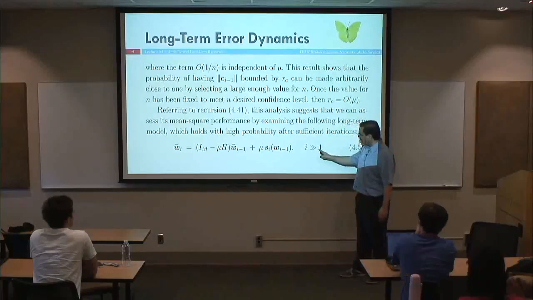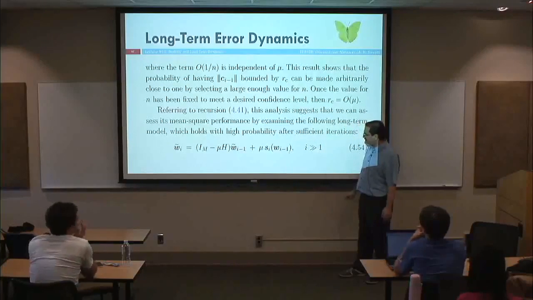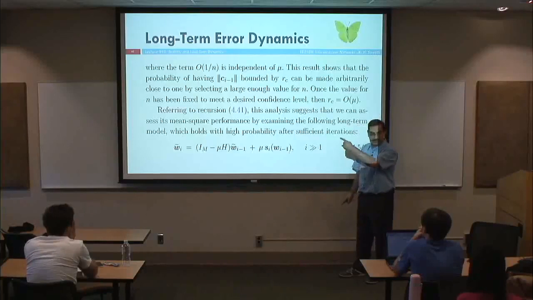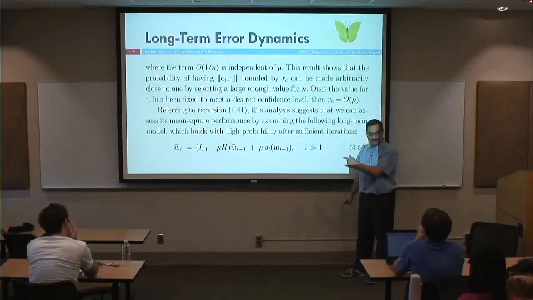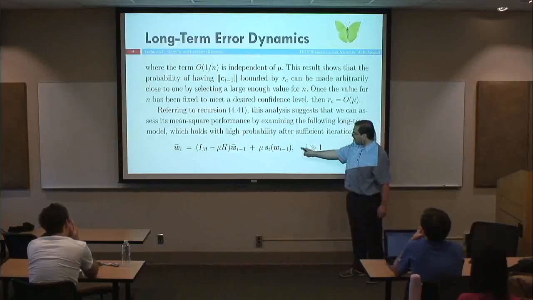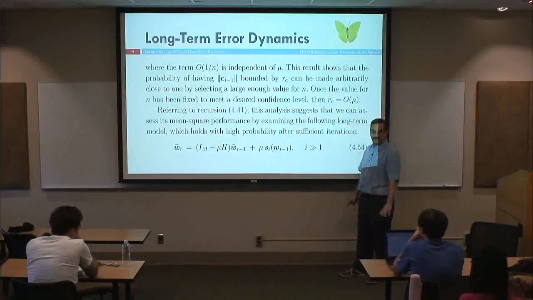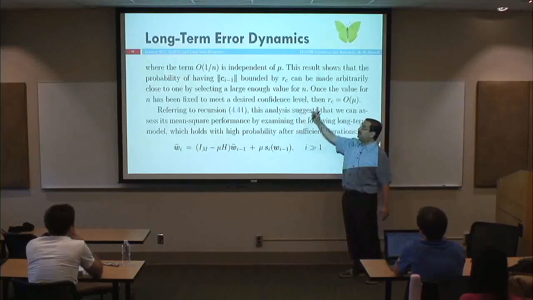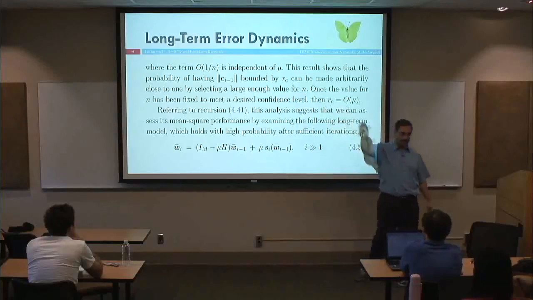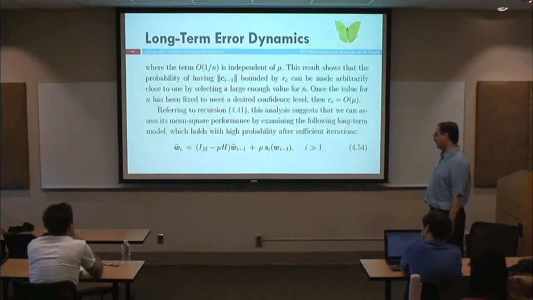And this model holds in steady state for i very large, because the bounds on C that I derived hold in steady state. To show that C is of the order of mu, I had to use the limsup bound on the weight error vector. So this is the long-term model. That's why it's long-term, as it holds for very large values of i.